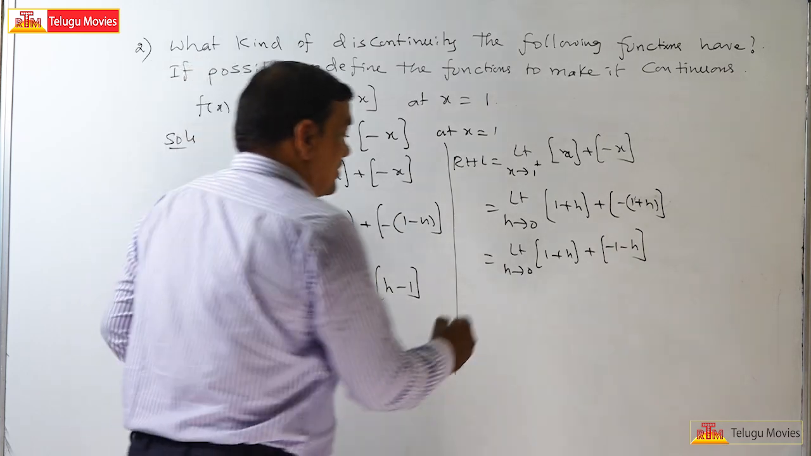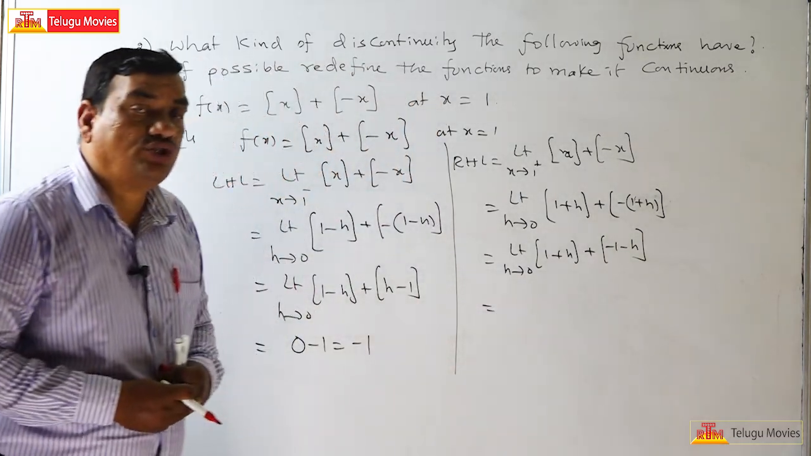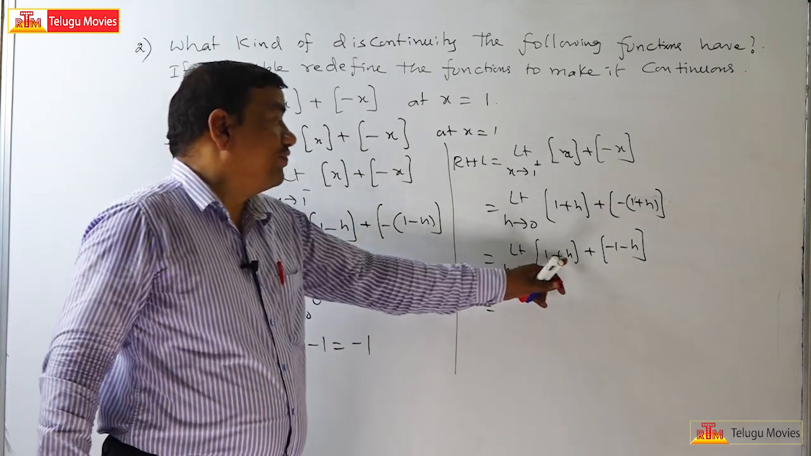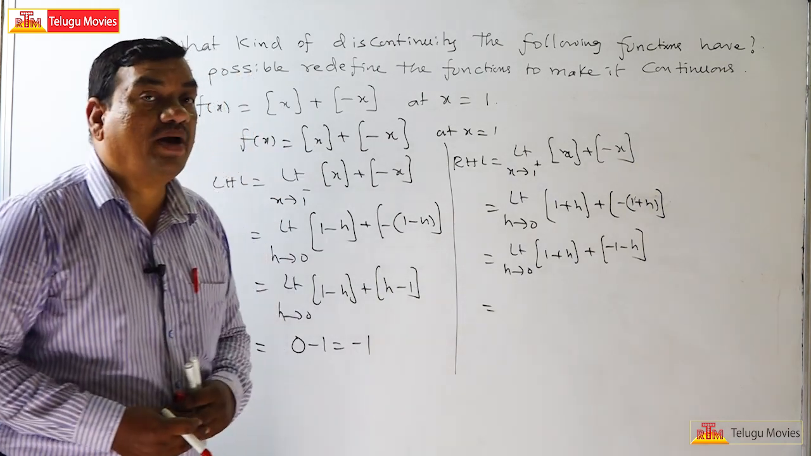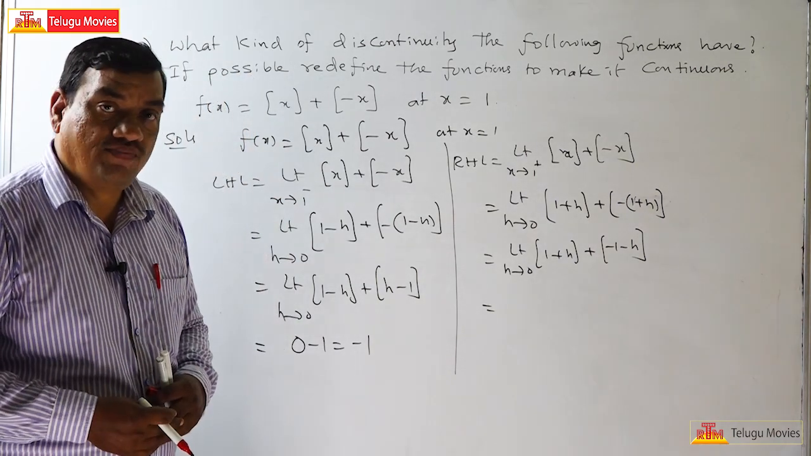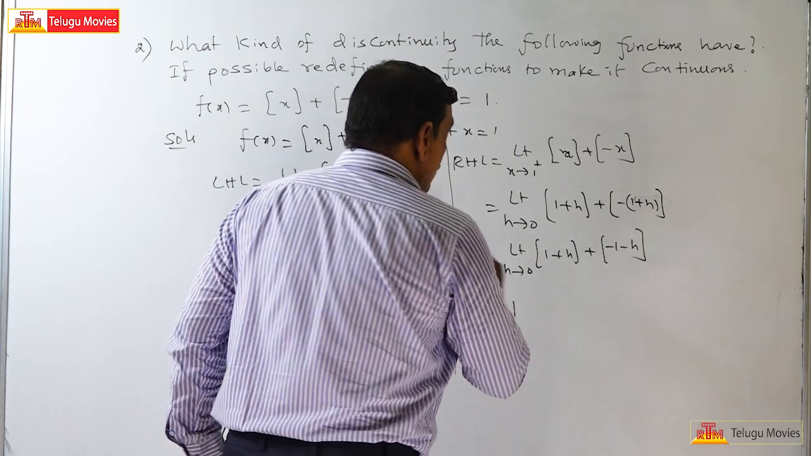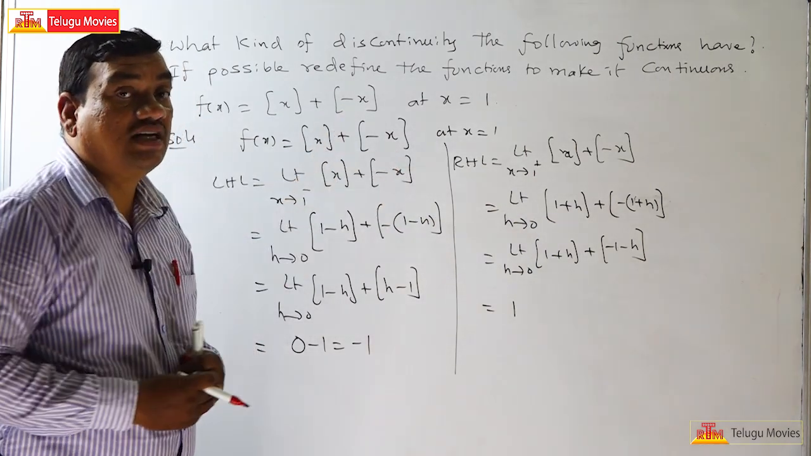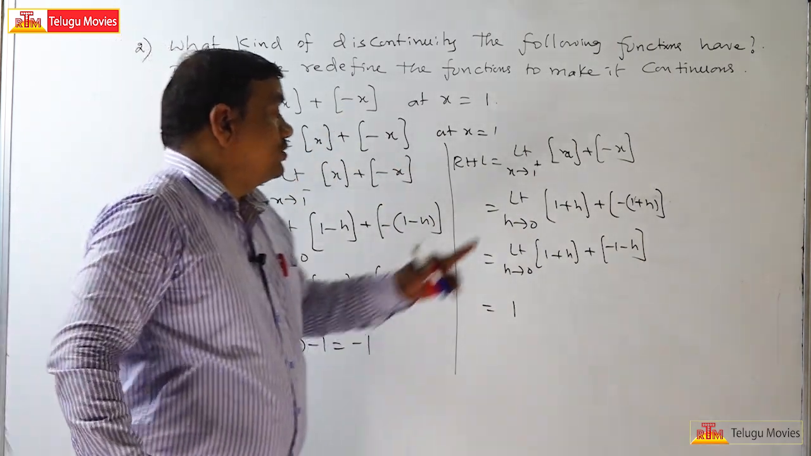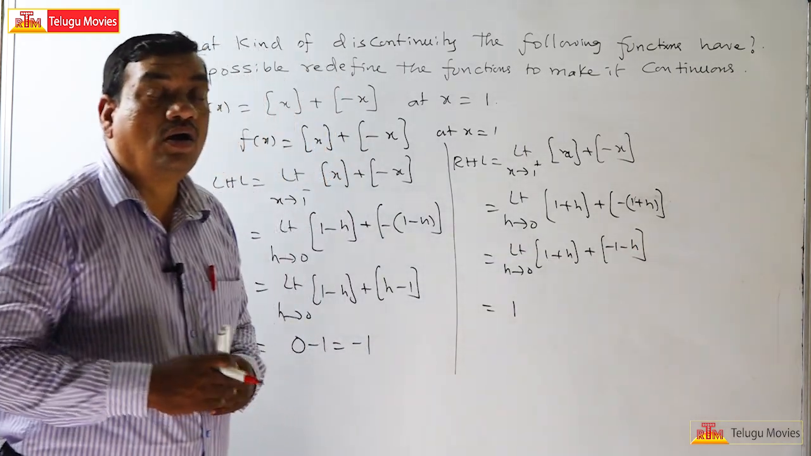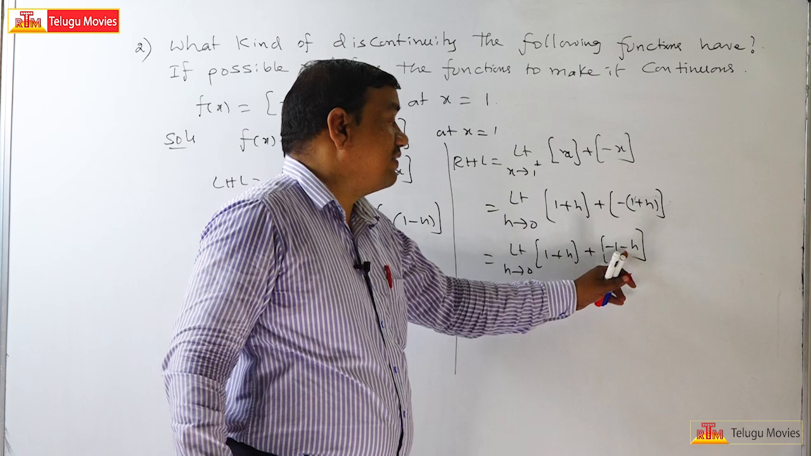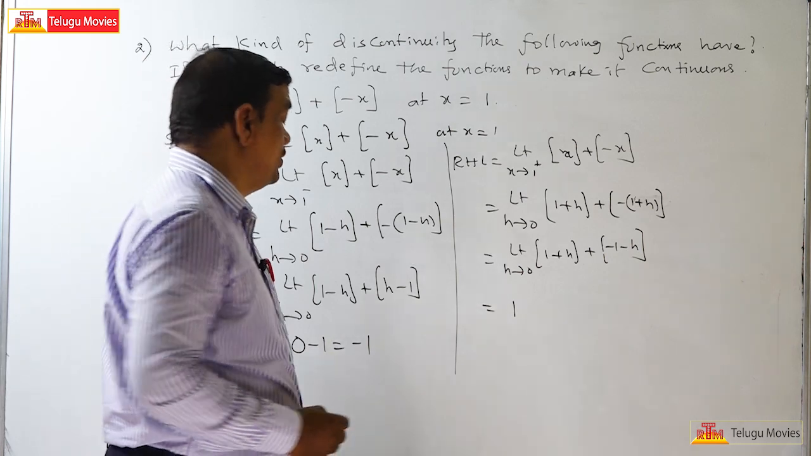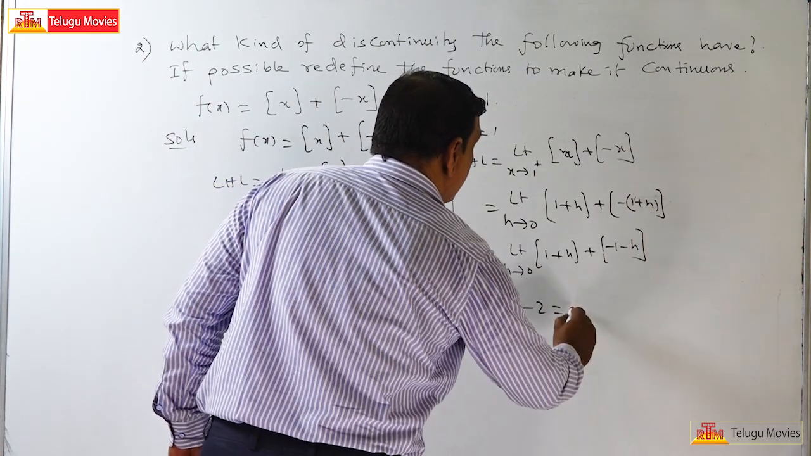Let us check the answer for this. As h value approaches 0, let us take 0.5. If you substitute 0.5, 1 plus 0.5 is 1.5, so that value is equal to 1 you will get. Understand? Right hand side limit means we have to take values on that side. Here also if you substitute 0.5, this is minus 1 minus 0.5, that is minus 1.5. So minus 1.5 value is equal to how much? Minus 2. So this is equal to minus 1.